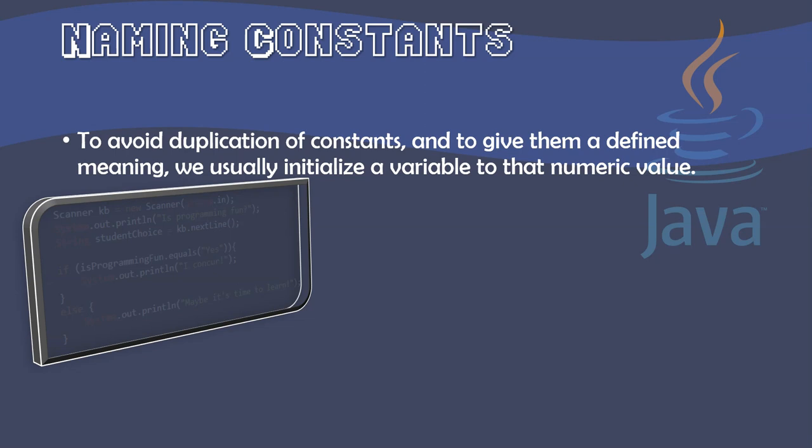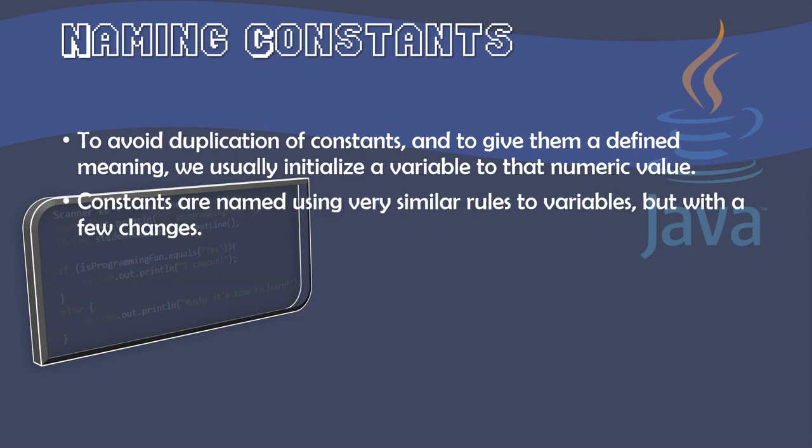And additionally, just like with variables, we want to give them a defined meaning. What does this value that we're putting up here in our program actually mean? And just like with variables, again, we usually are going to initialize the constant to that numeric value. So whatever that constant is, it will have a value attached to it.